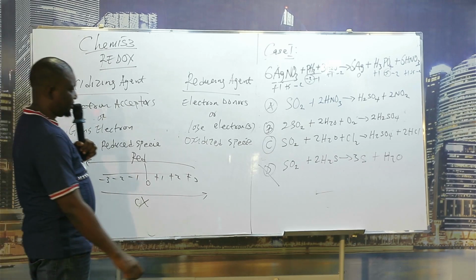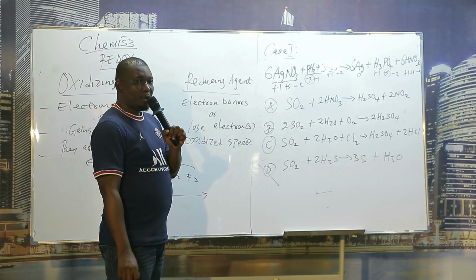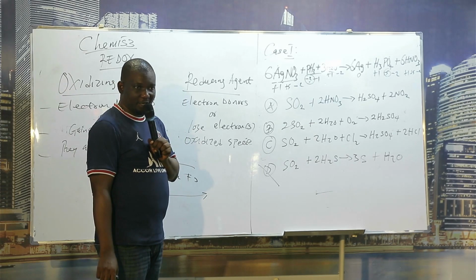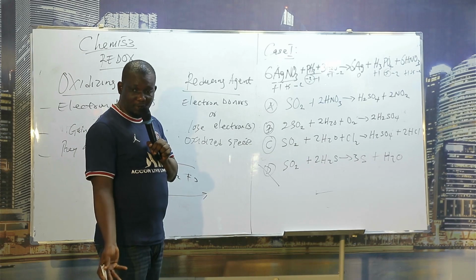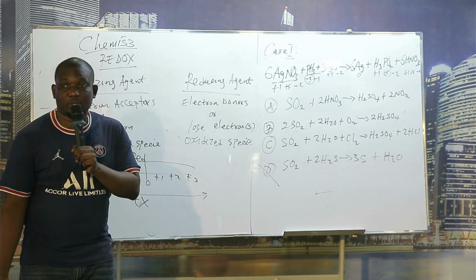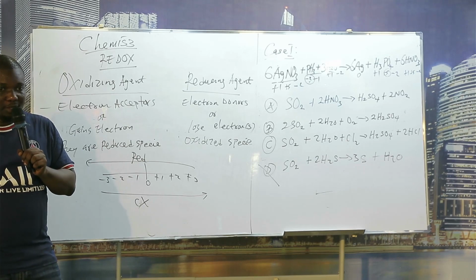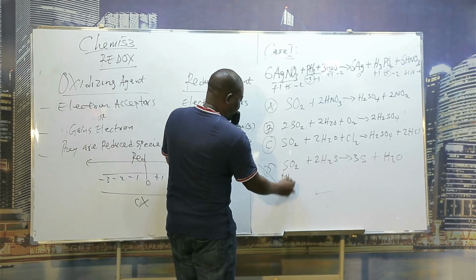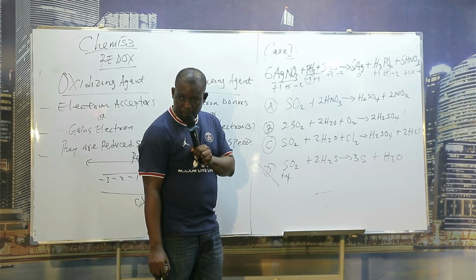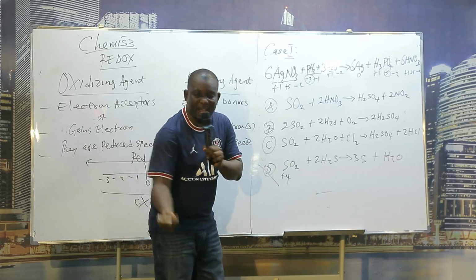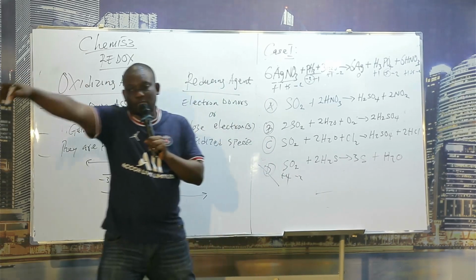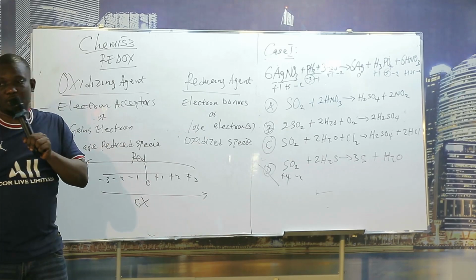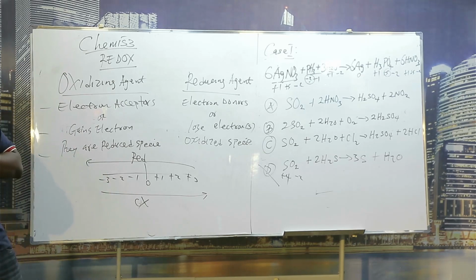Why is it D? Is it because it's oxidized or because it's reduced? It's because it's reduced. The question asks which of the following shows sulfur acting as an oxidizing agent. That is oxidizing action. Now, sulfur here is +4. Do you know why it's +4? Oxygen will always be -2, times the 2 atoms beside the sulfur, which gives you -4. So sulfur is +4. That's why it's sulfur 4 oxide.